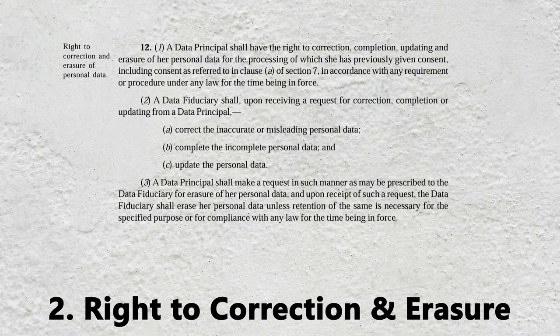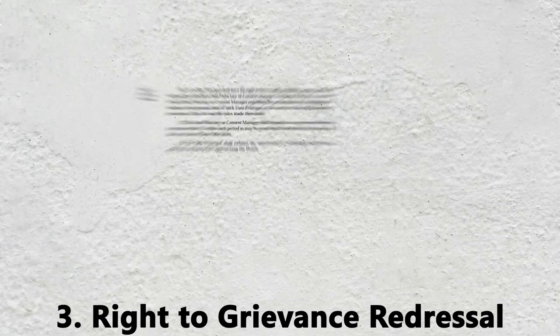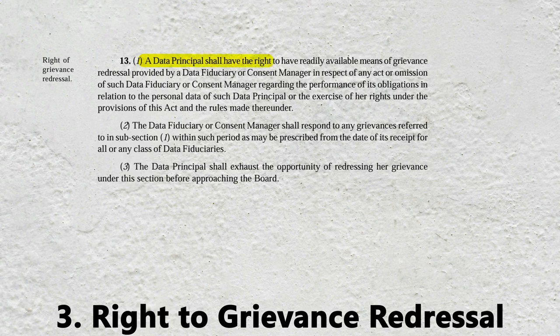You can request the correction of inaccurate data, updating of your data, and request for erasure when it is no longer necessary. The Act mandates the data fiduciary or data processor needs to delete such data once they receive a request for it. Number 3, grievance redressal. The rule mandates that data fiduciary must publish a grievance redressal system as well as the period within which they will respond to the grievances.